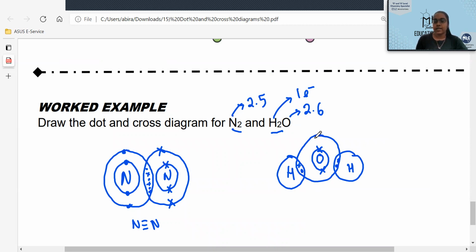And then you realize that oxygen already has 2 electrons in the sharing. 6 minus 2 is 4. There are 4 electrons that are present in the outermost shell. So you just go ahead and draw 4 electrons. And this is the dot and cross diagram for water. So how water looks like is something like this.